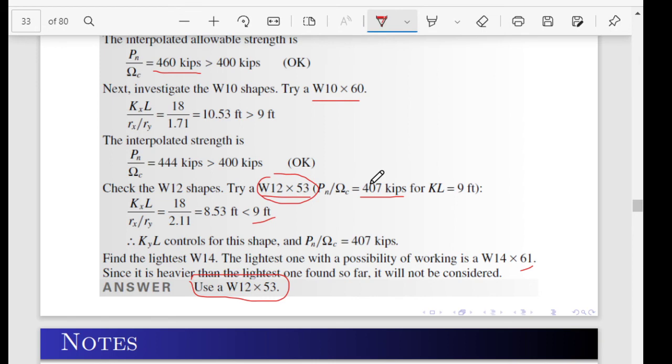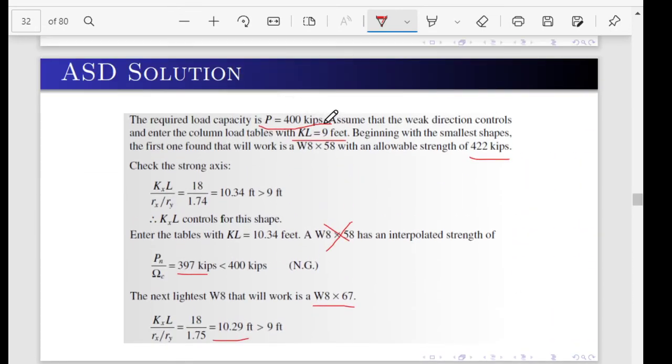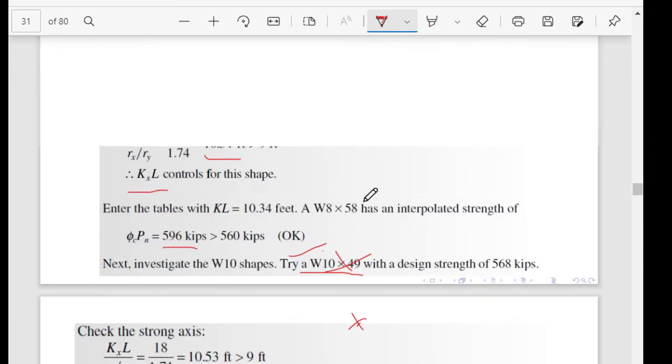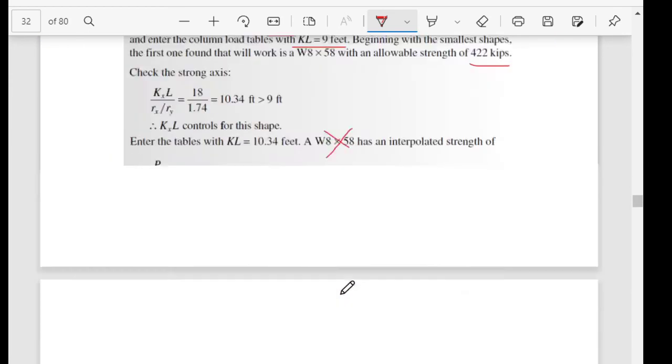So the same procedure applies with LRFD. It says that the value of your factored load or the capacity for ASD is the dead load plus the live load. For LRFD, you have to use 1.2 dead load plus 1.6 live load.